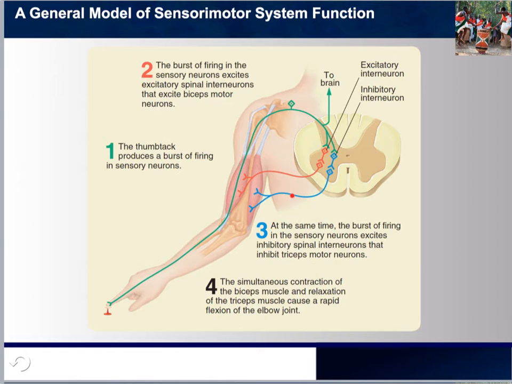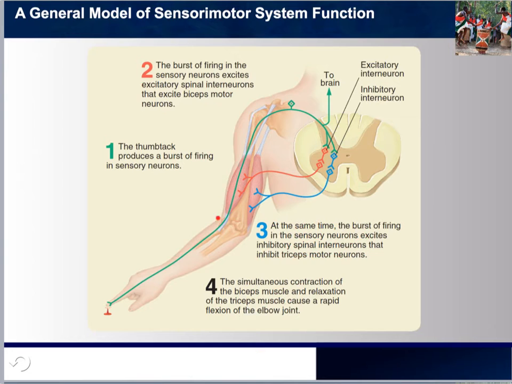Simultaneously, however, there would also be a burst from the spinal cord that would inhibit the interneuron. So while this excites, this inhibits, and this would allow the tricep muscle to relax. Keep in mind the bicep is bringing this closer, while the tricep is extending it further out. The simultaneous action of the two brings about a contraction and relaxation that cause a rapid flexion of the elbow joint without necessarily bringing the hand too far out.